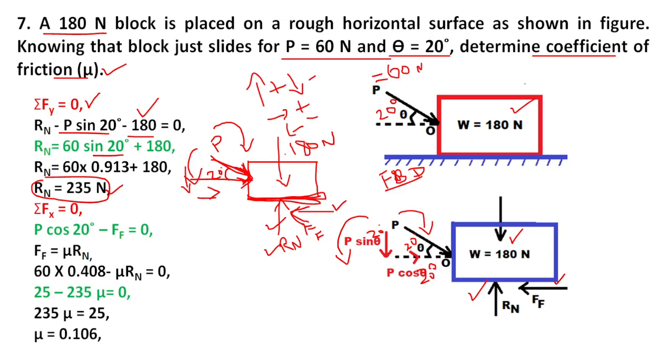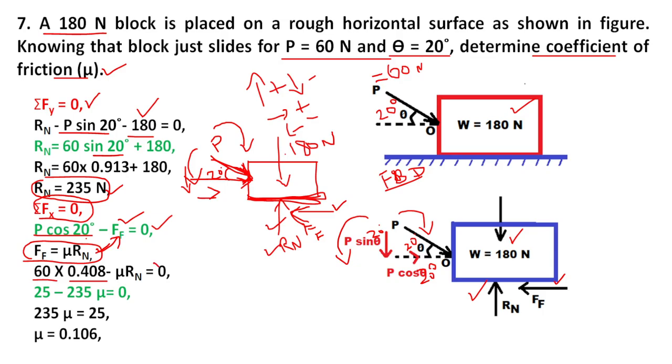Next, the sum of horizontal forces equals 0. So for the horizontal forces, P cos 20 is positive, minus F, the backward force, is negative, equal to 0. FF equals mu Rn: frictional force is equal to coefficient of friction times normal reaction. P cos 20: P is 60, cos 20 is 0.408. FF equals mu Rn, so I replace FF by mu Rn.